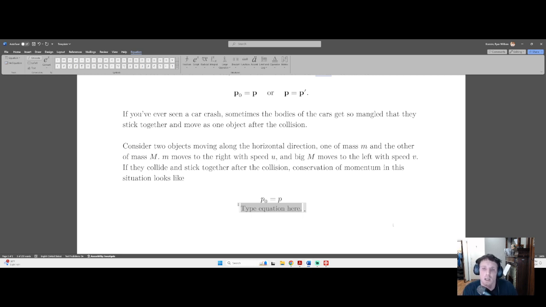So what would the initial momentum be in this situation? We have the momentum of the smaller mass, moving to the right with speed u, so I'll just write mu. And for the bigger mass, it's big M times negative v, because even though we're talking about one dimension, we still have to put the appropriate plus or minus signs to indicate the direction of motion. And this is going to equal the final momentum.